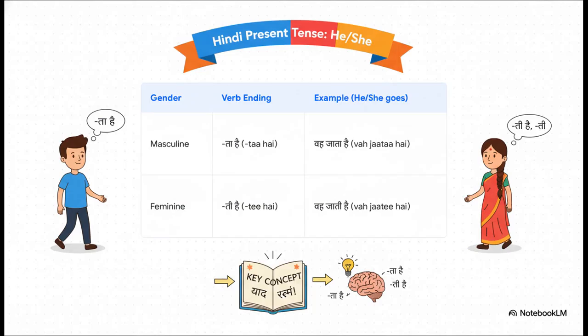And here they are. These are the two endings we need for today. This is super important. For a masculine subject, the verb ending is ta hai. And for a feminine subject, it's ti hai. So ta hai for guys, ti hai for girls. This is the central rule we're going to be using.